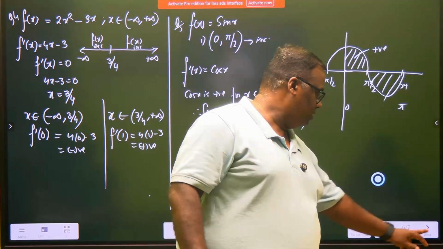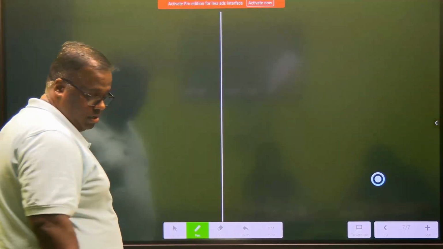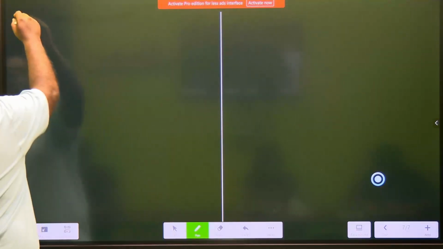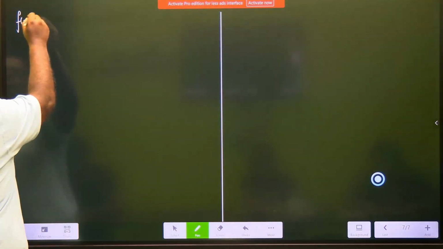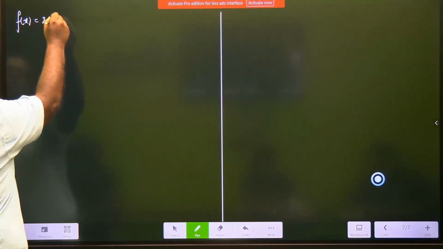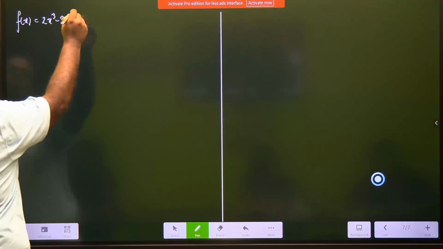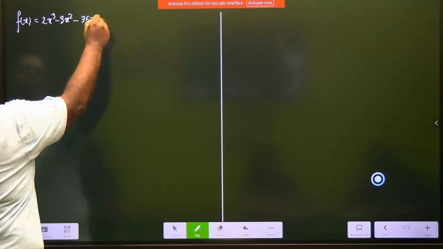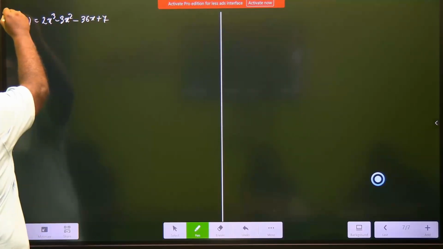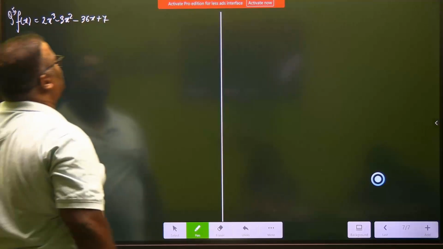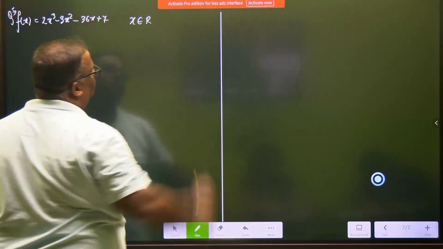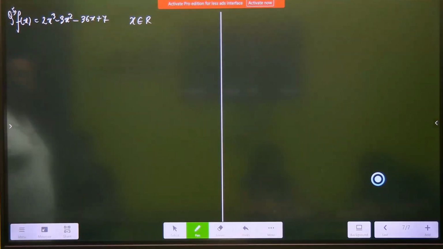Shall we go ahead? One more. It says, tell me the function: 2x cube minus 3x square minus 36x plus 7. This is question number 5. So this is a real valued function, right? Here also x belongs to R, or you can say x belongs to minus infinity, positive infinity.